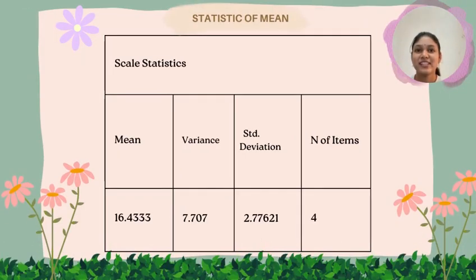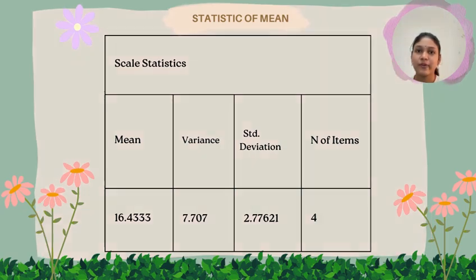Hello, I'm Varshini Chandan. I would like to explain the standard deviation, mean and maximum value, including the t-test. The mean score across the 4 items is 16.4333 with a variance of 7.707, indicating the spread of scores around the mean. The standard deviation is 2.77621, representing the average amount by which individual scores deviate from the mean. The analysis is based on a total of 4 items.